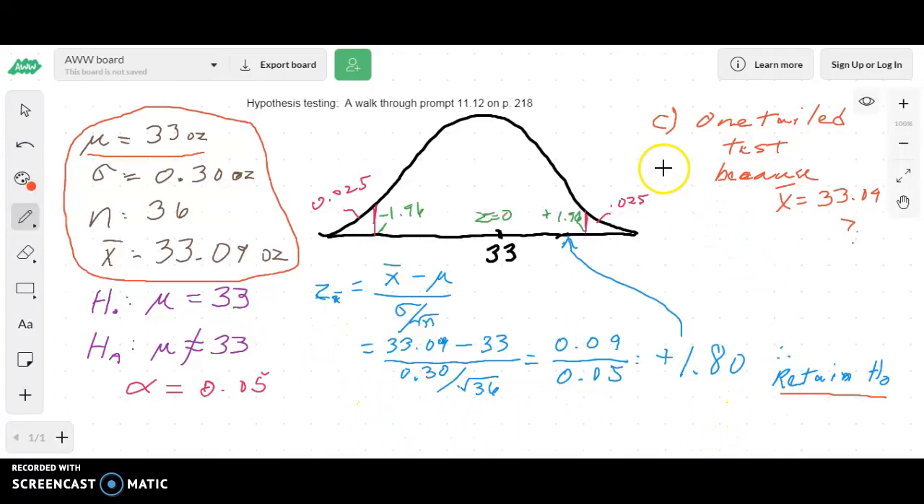And then part C poses the point that someone uses a one-tailed upper tail critical value because the sample mean of 33.09 exceeds the hypothesized population mean of 33. And the book asks for any comment. So there's two issues with this. First issue is the fact that it is a one-tailed test.